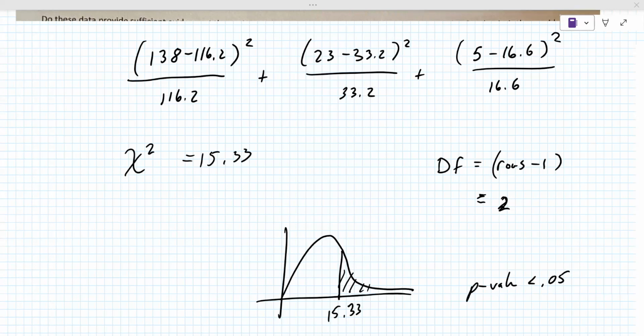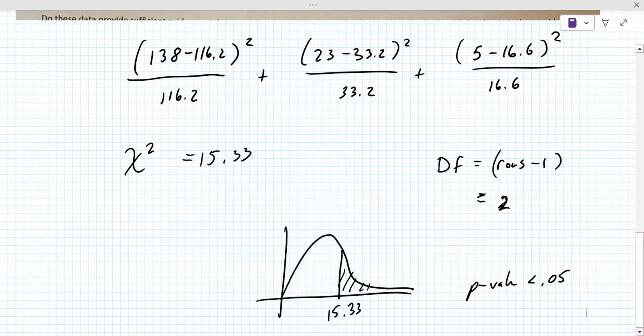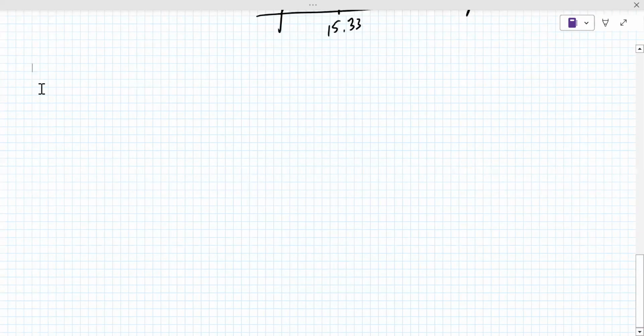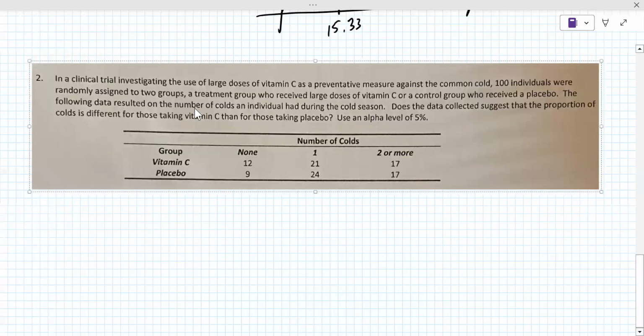All right, so number 2 and 3 should be a little bit better. They're going to be more like the ones we've been doing. This is the one you should try entering into your calculator, now that you've done the reset.